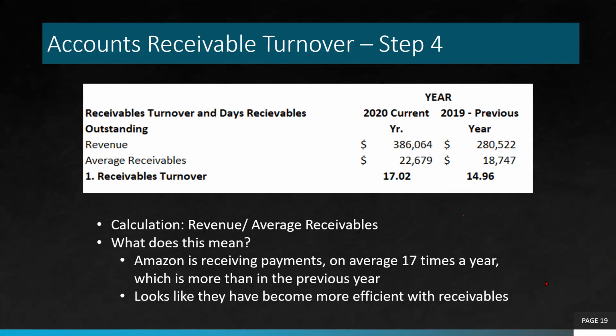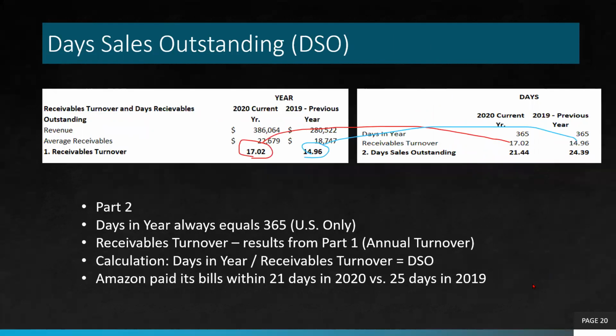So what this is telling me is that Amazon is receiving payments on average 17 times a year, which is more than the previous year. So again, it looks like they've become more efficient with their receivables. Now to do the days sales outstanding, we're going to do exactly what we did with DII, days in inventory. You take your results from your receivables turnover and plug them into another area on your spreadsheet, and 365 is divided by them, and this becomes the days sales outstanding, the number of days on average that it takes customers to pay you.